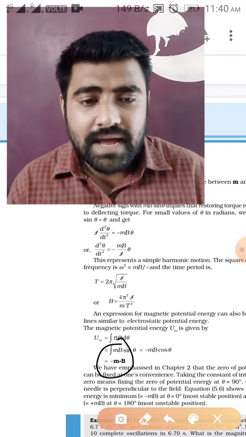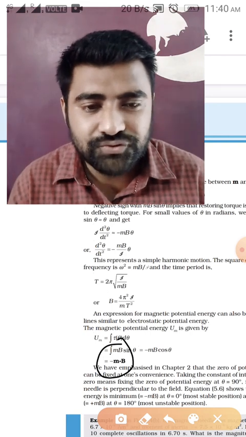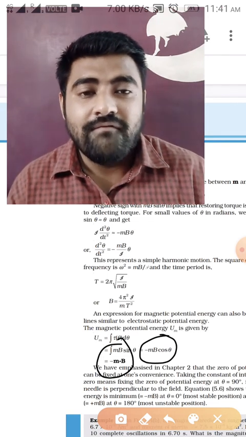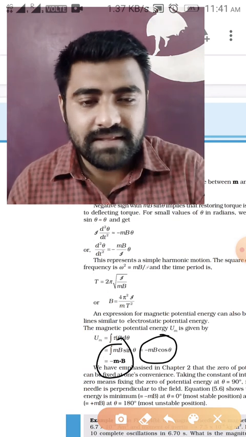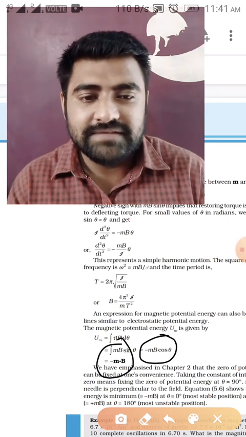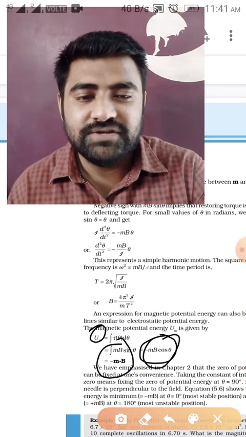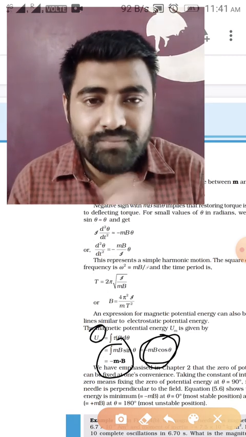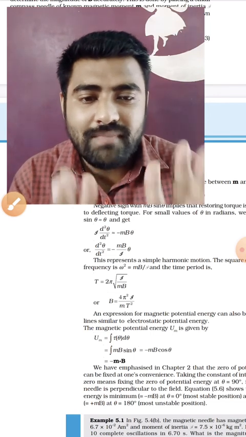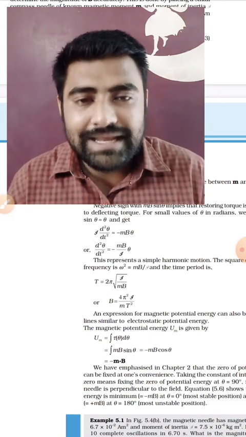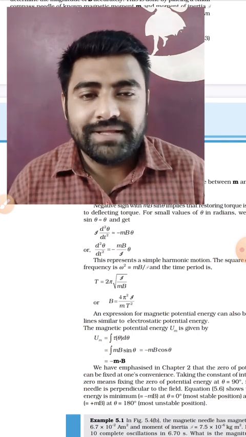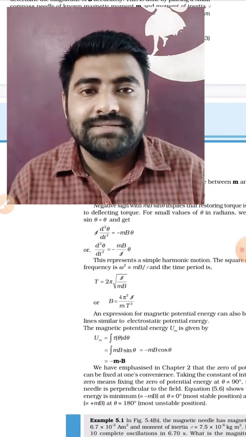Clear? Now here, according to different cases, potential energy will change. Suppose here my theta will be 0, then cos 0 is 1, so I get very minimum potential energy there. If my theta will be 90, cos 90 will be 0, then potential energy will be 0. If my magnetic moment and magnetic field both are in opposite direction, then cos 180 will be minus 1, so minus minus plus, so in that particular case we get maximum potential energy. Clear? So this is how potential energy will be changing with changing its angles.